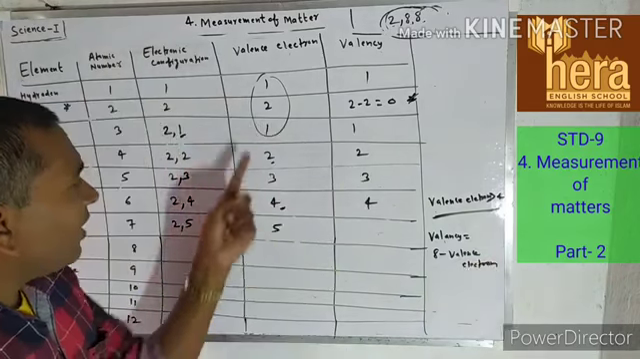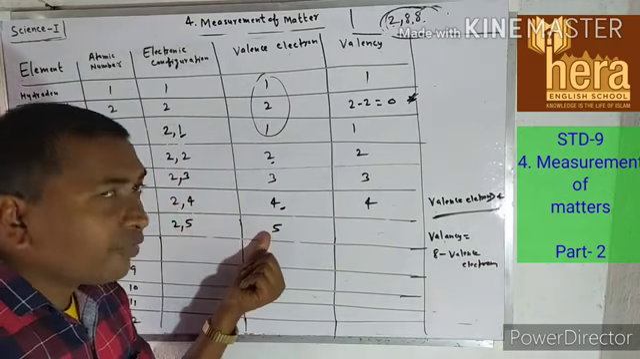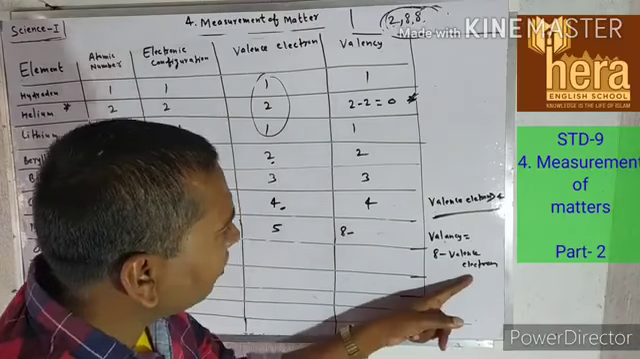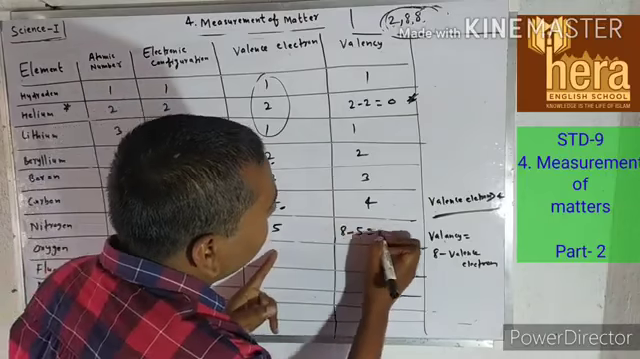Remember, here the valence electron is 5. 5 is greater than 4. So its valency will be 8 minus the valence electron. The valence electron is 5, so 8 minus 5 is equal to 3.